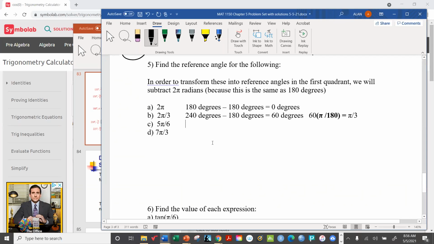So what about this one? 5 pi over 6 is 150 degrees. Oh, okay. So because now 150 degrees is only in the second quadrant.